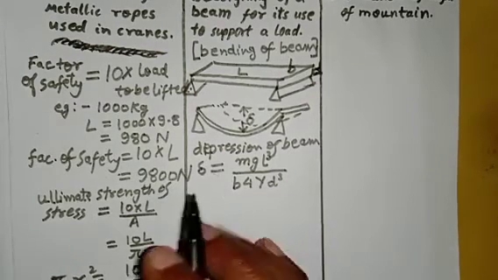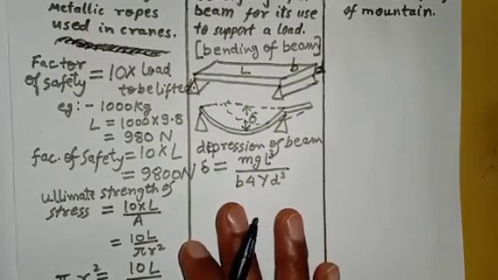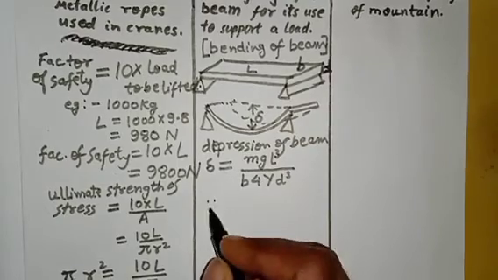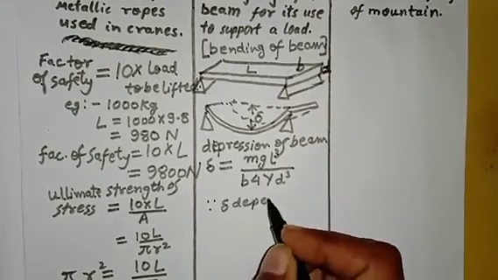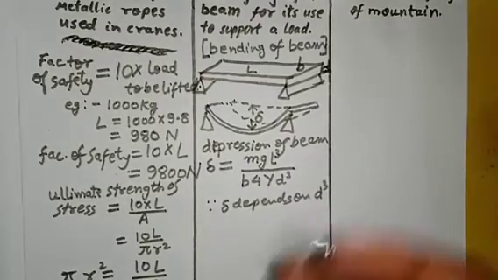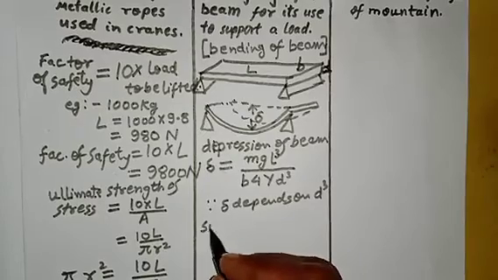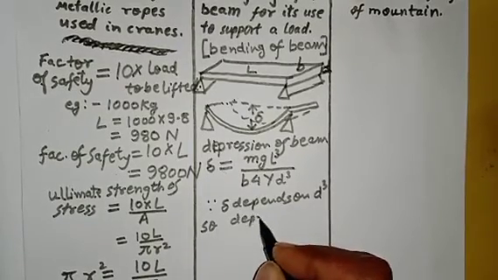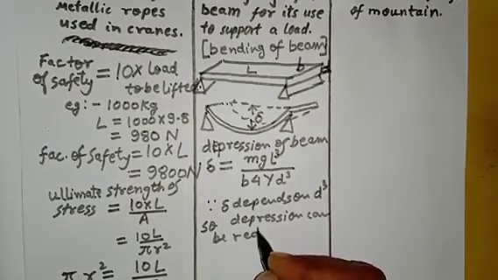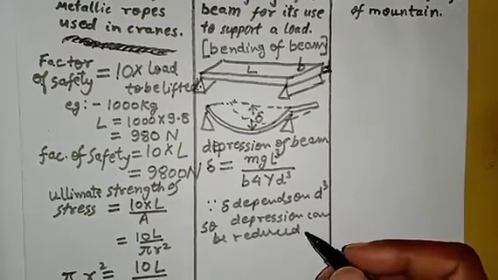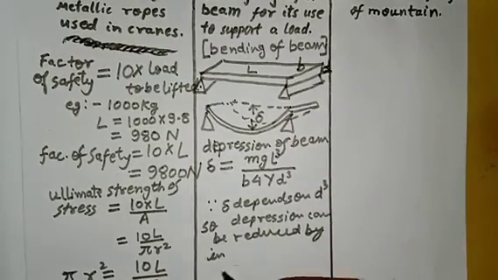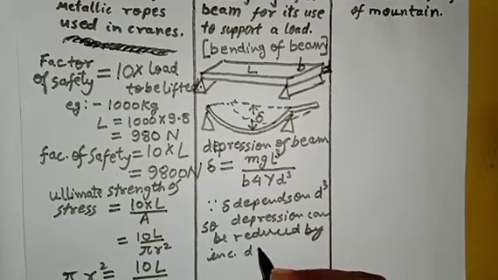Now, this is a direct expression in your syllabus, so no need to worry about the derivation of this. Since delta depends on d cube of depth, depression can be reduced by increasing depth.